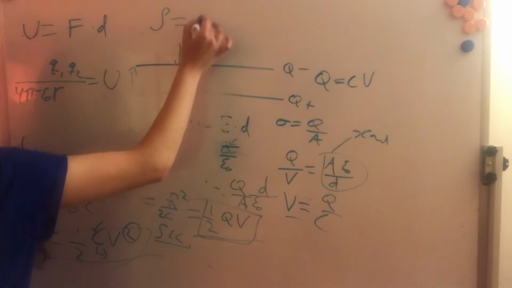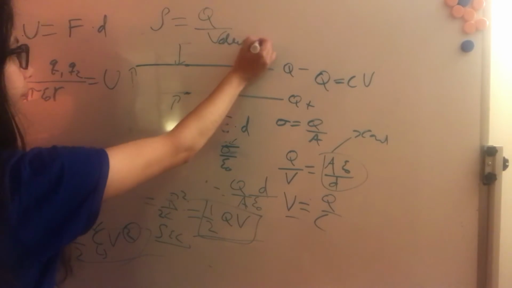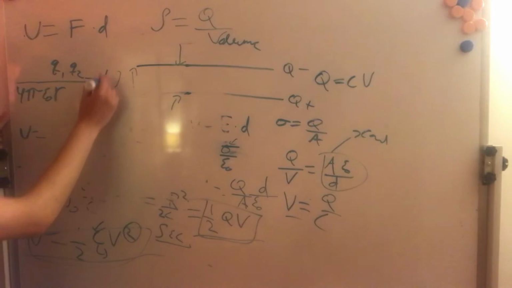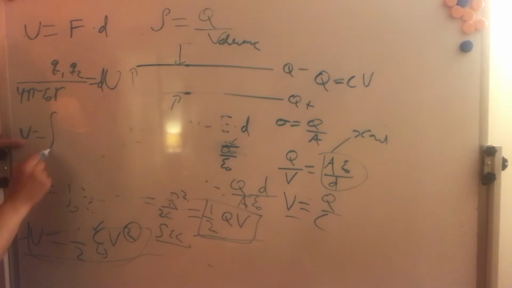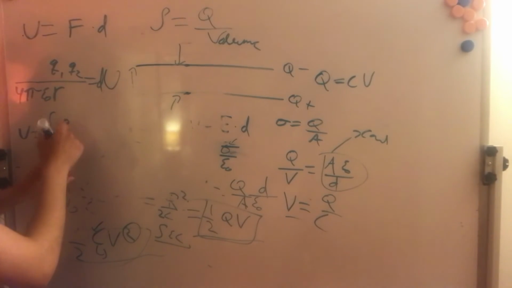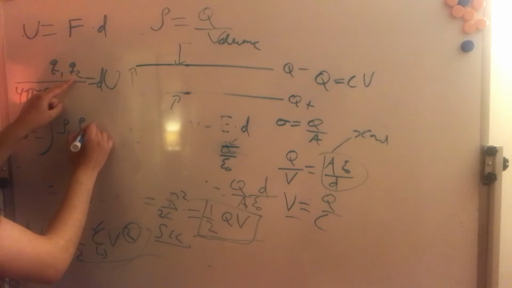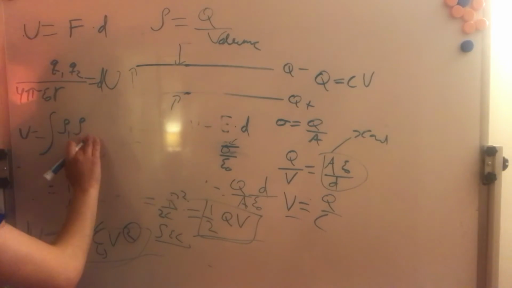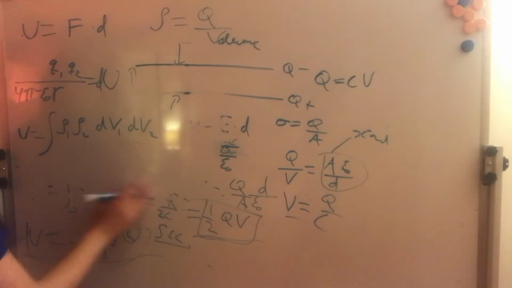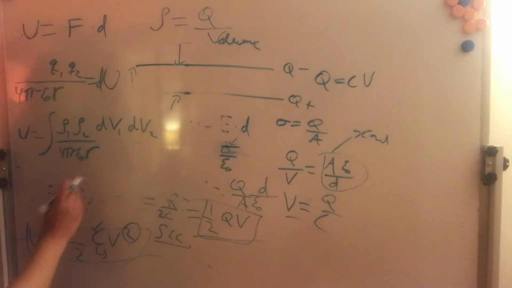Now Q1 and Q2 you can write in terms of a volume charge density, which will be the charge divided by volume. So the total energy, actually this is just dU, the total energy is the integral of the volume charge density of the first plate times the volume charge density of the second plate, with volume 1 and volume 2, divided by 4 pi epsilon naught R.